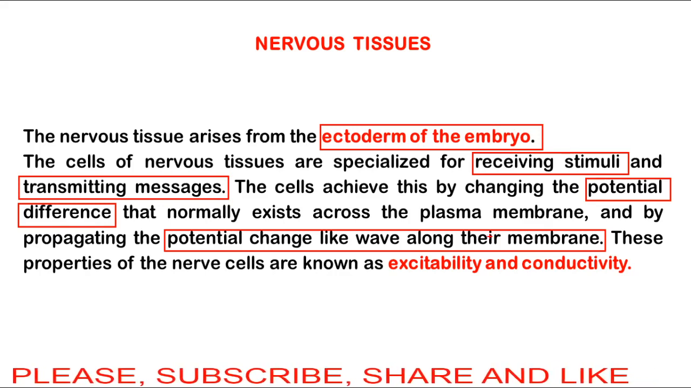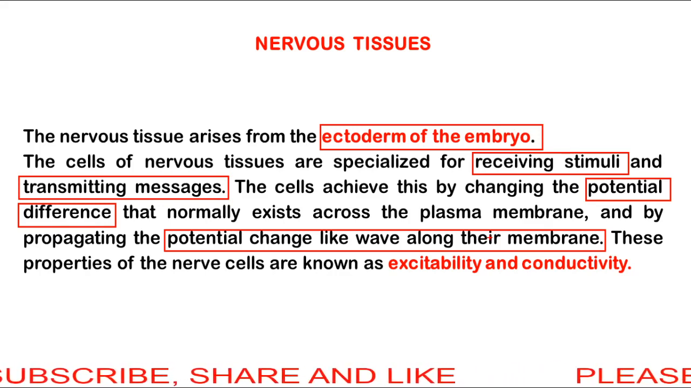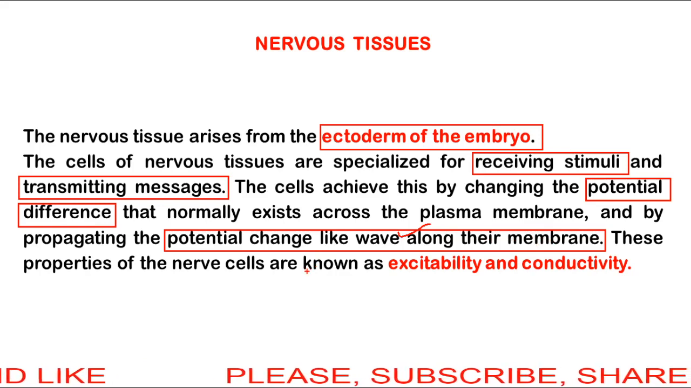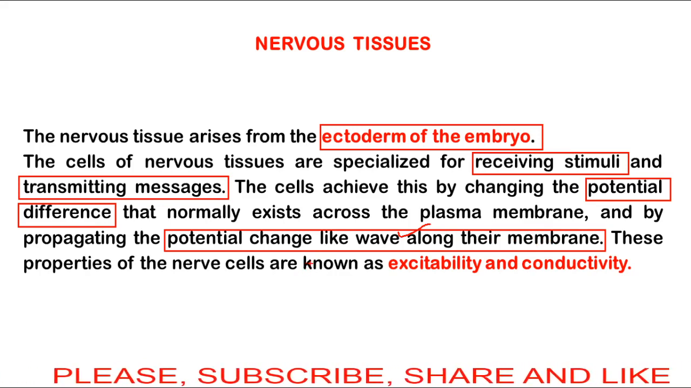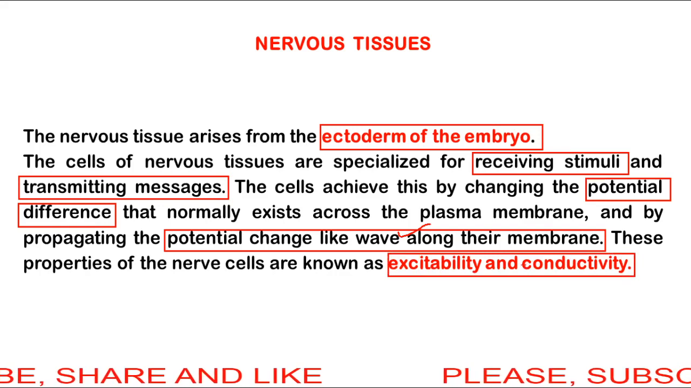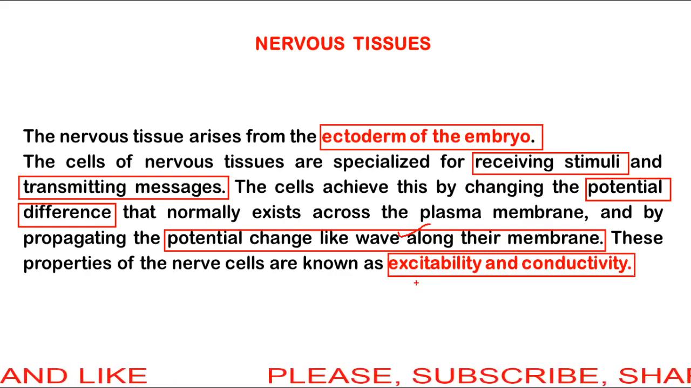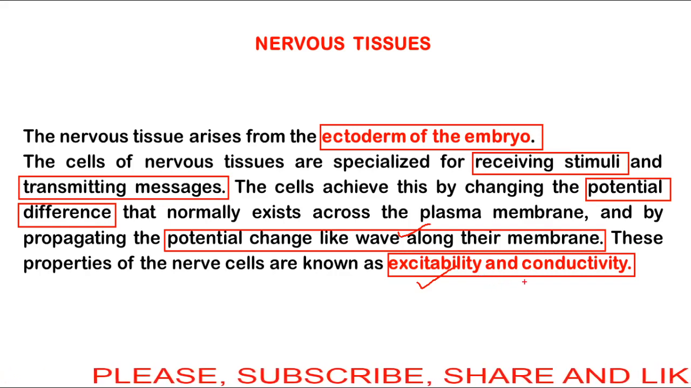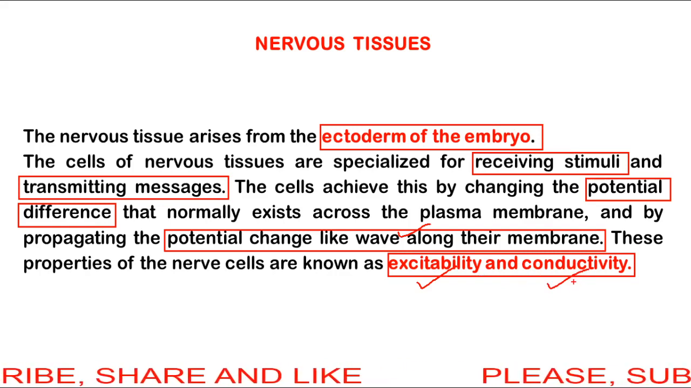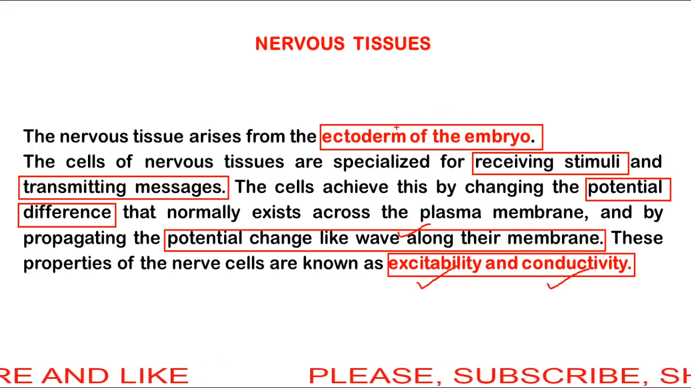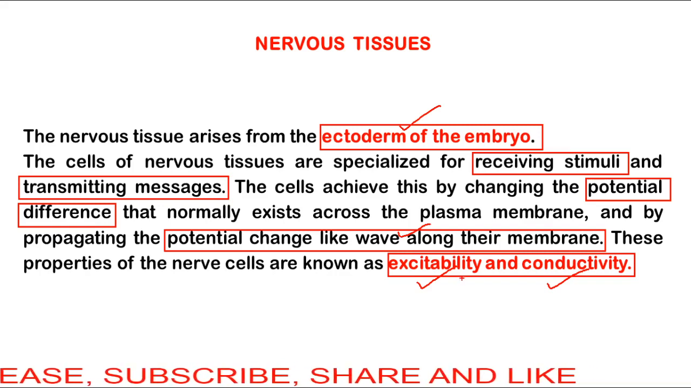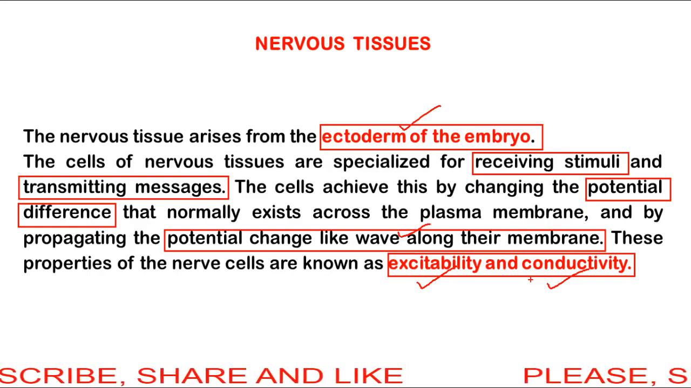Here polarization, depolarization and repolarization occur. This polarization, depolarization moves like a wave along their membrane. So, there are two important properties of nerve cells: excitability and conductivity. These nerve cells can be excited by receiving stimulus and they conduct the electrical signal generated because of this stimulus towards the brain. So they are ectodermal in origin. They are excited by stimulus, means they are depolarized when they receive some stimuli, and they conduct the impulse towards the brain.